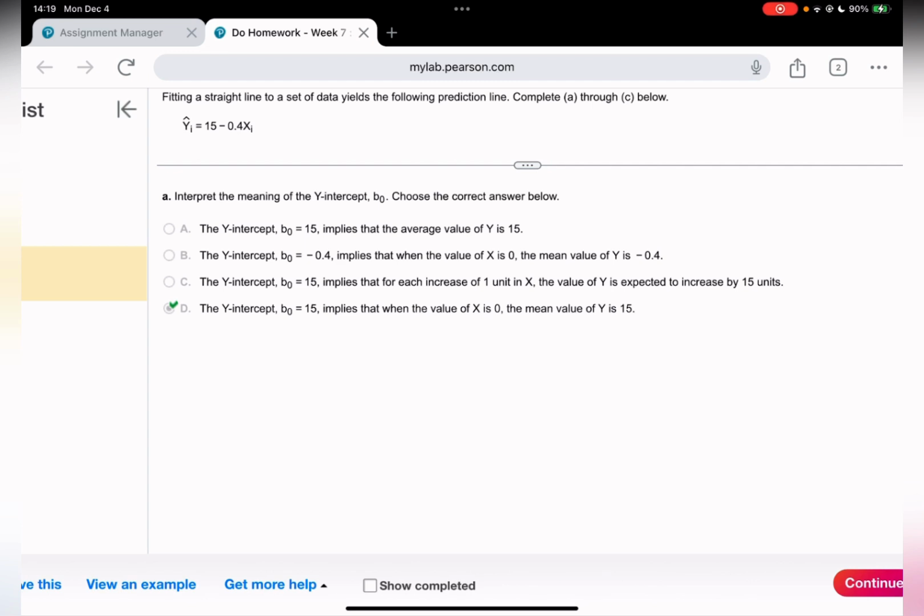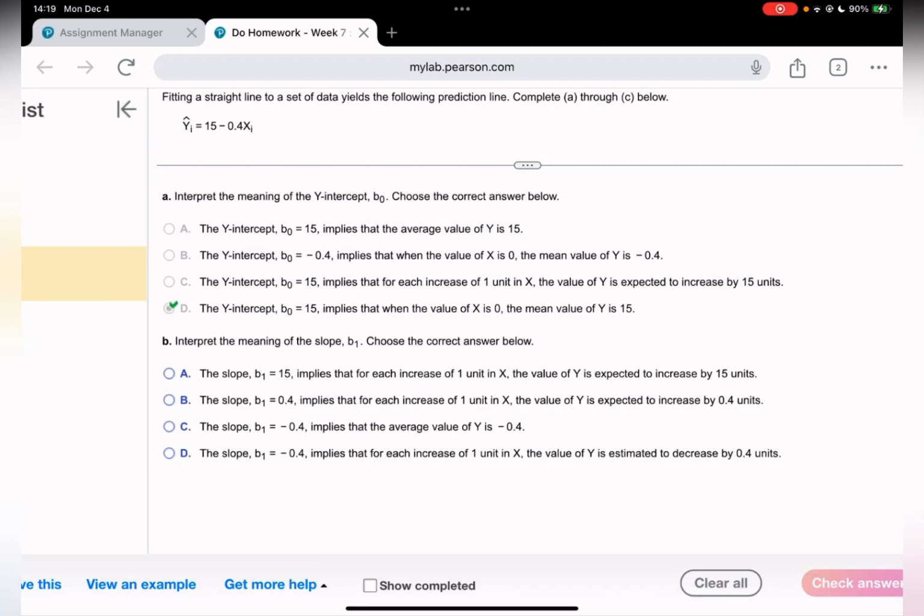Next one. B. So what do we have? The slope B1 is 15. No, slope is negative 0.4, so it's either C or D.